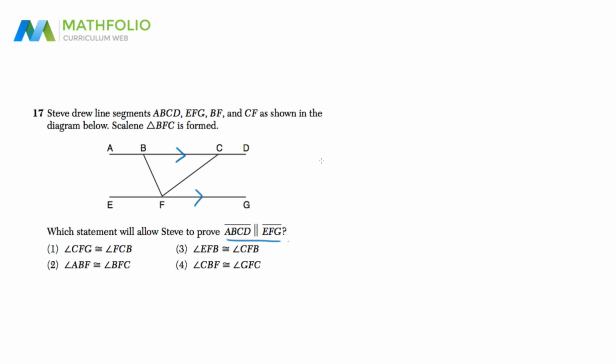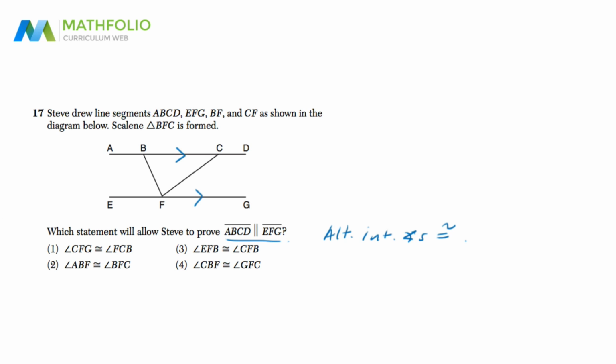So we can prove lines parallel if we know things like alternate interior angles. If they are congruent, then that proves those two lines are parallel. If we can prove that corresponding angles in parallel lines cut by a transversal are congruent, then we also know that the lines are parallel. So let's go through this.